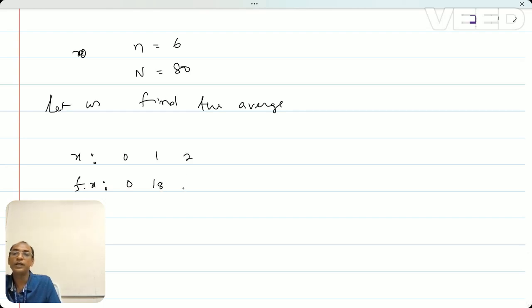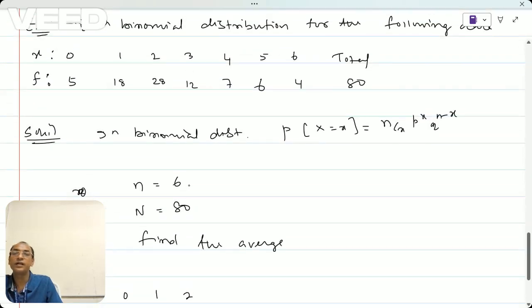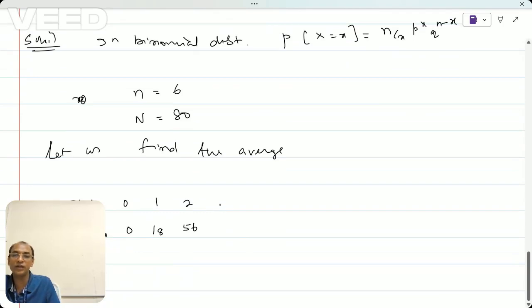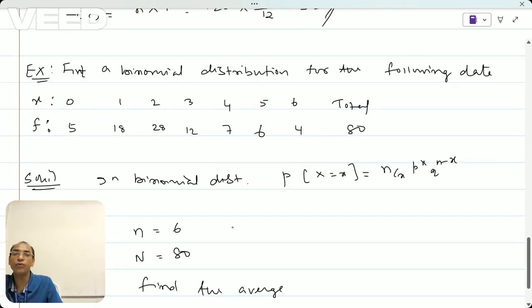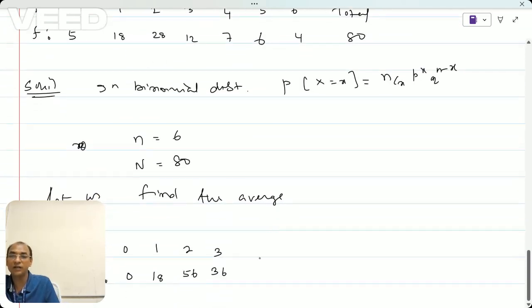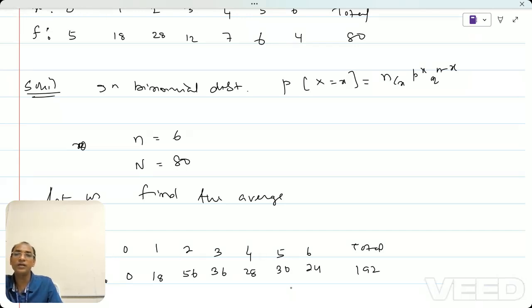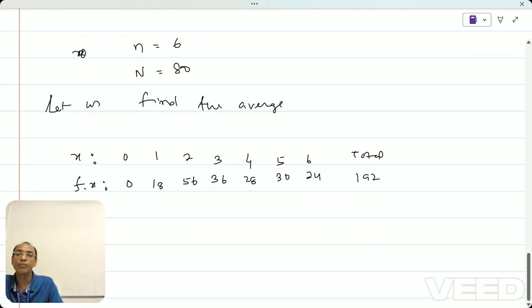Here x is 2 and f is 28, so 2 into 28 is 56. Then x is 3 and f is 12, so 3 into 12 is 36. Then 4 into 7 is 28, 5 into 6 is 30, and 6 into 4 is 24. So the total is 192. This is the sum of the products.